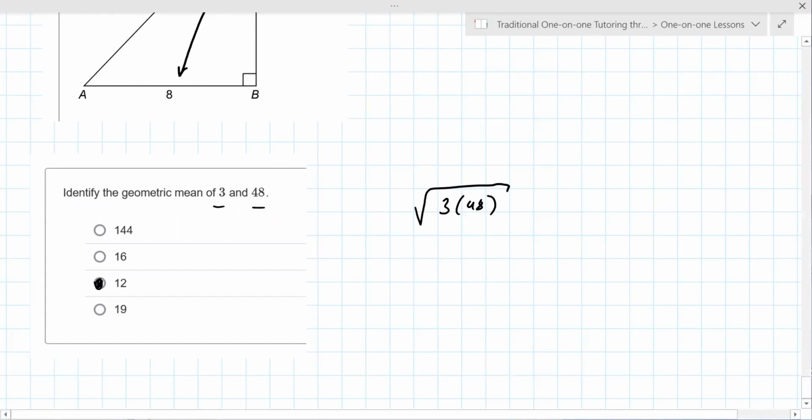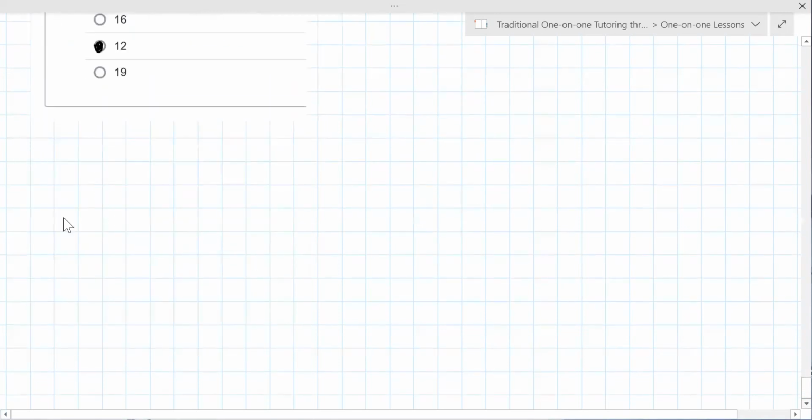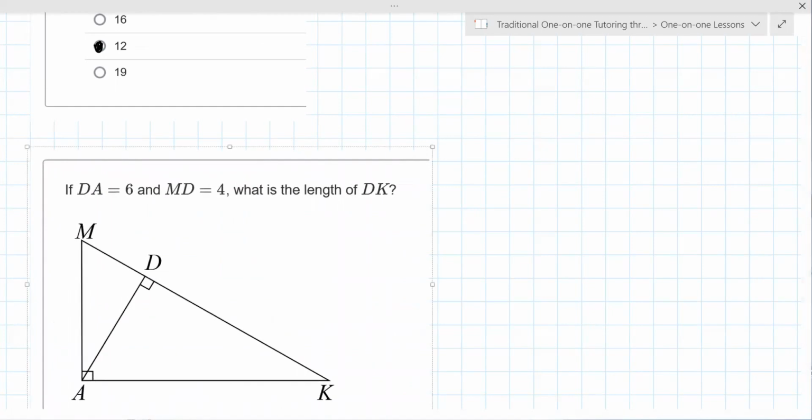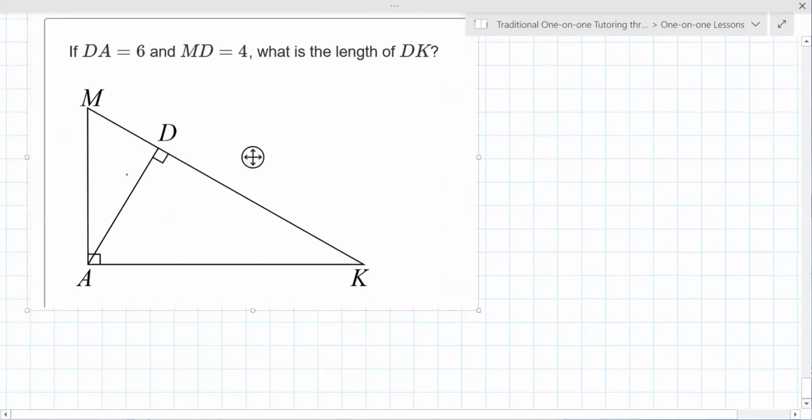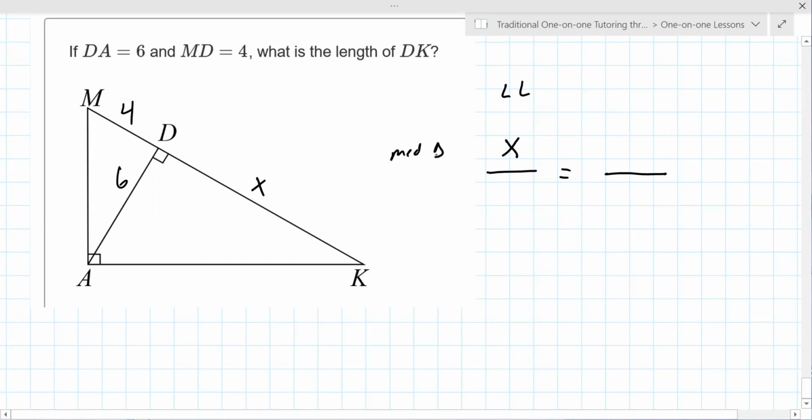Okay, so next question here. This is from a couple of days ago, I think, when we did our last lesson. And if you recall, you want to label these as you go, like DA. Okay, that's 6. MD is 4, and they want DK. Okay, so if you put X in the top left, X is a couple of things. In this case, it's the long leg of the medium triangle. Okay, so what else do you have of the medium triangle? I have a short leg. The short leg. So that goes here, and that's 6.